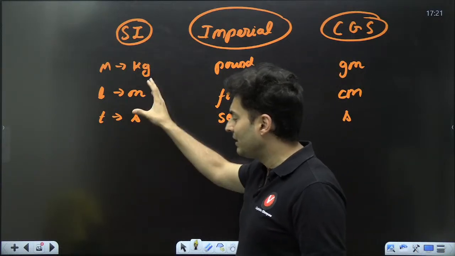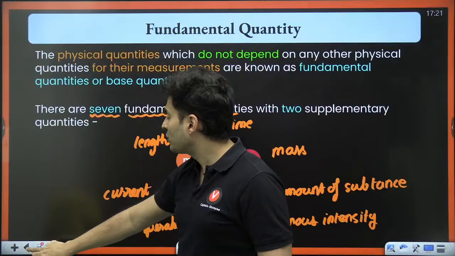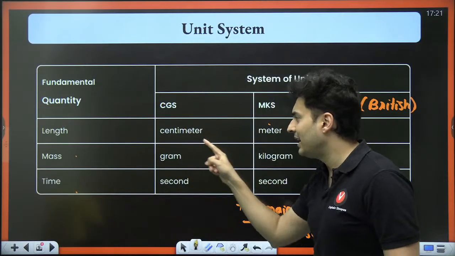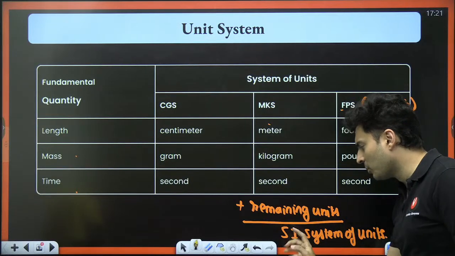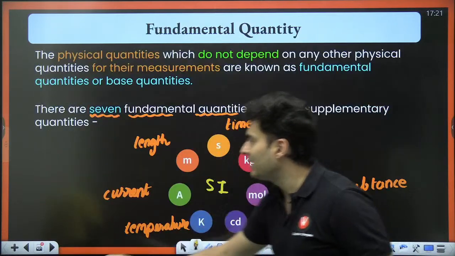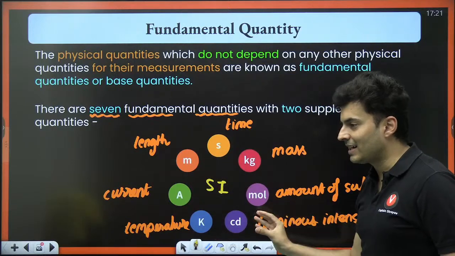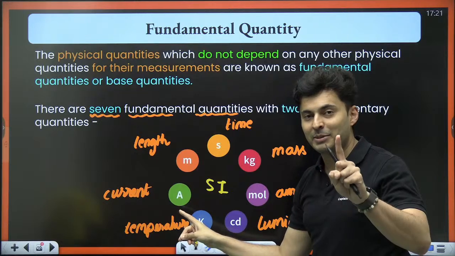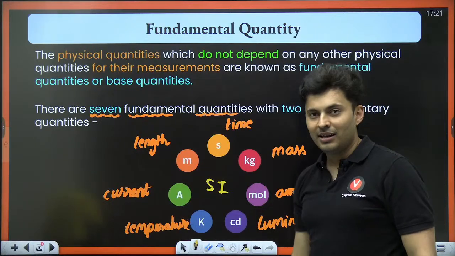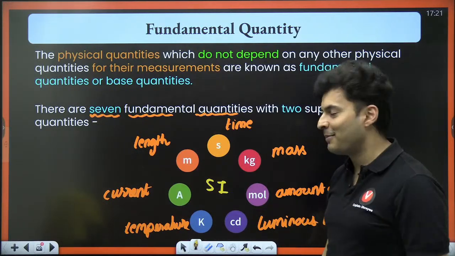So in the SI system, you have those fundamental 3 quantities, length, mass and time, measured in meter, kilogram, second, plus the remaining units which make up the SI system, which is exactly this one. Current is a fundamental physical quantity, remember, not the charge. A lot of people get confused. They think charge is the fundamental quantity.